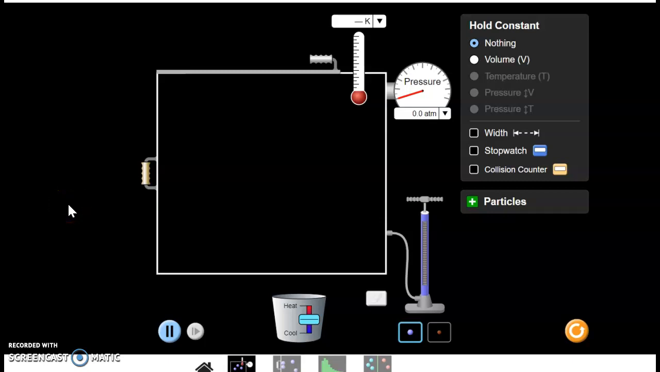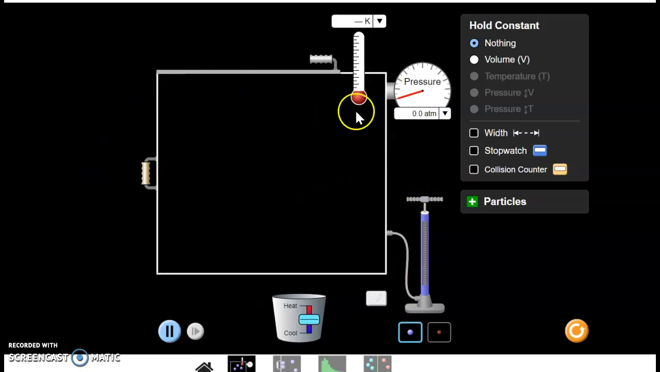All right, today we'll be talking about gas properties and the kinetic molecular theory. So first we're going to do this PhET simulation. It's made by some CU professors. Hats off to them, thank you. And go through and see visually what it looks like to have gas in a container.